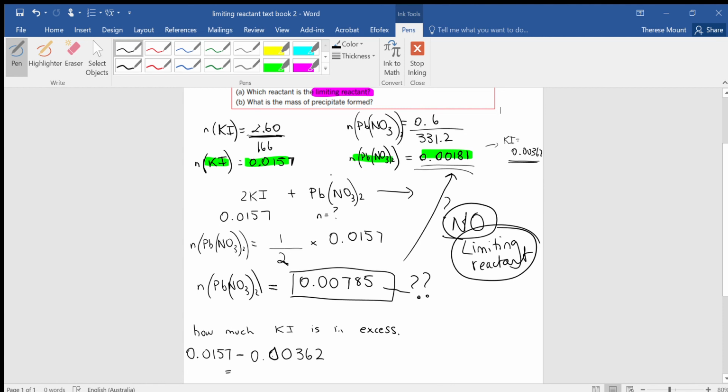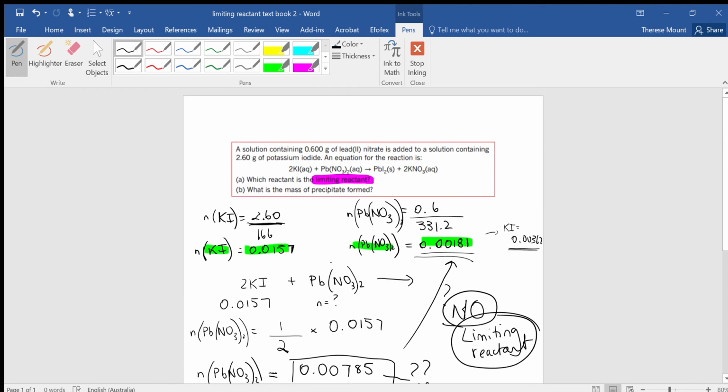0.0157 minus 0.00362 is 0.01208. That's how many mole of potassium iodide is going to be in excess. The question doesn't ask you that, but sometimes it does. The previous video showed how I find the precipitate. You always use this limiting reactant mole value and then convert to grams.